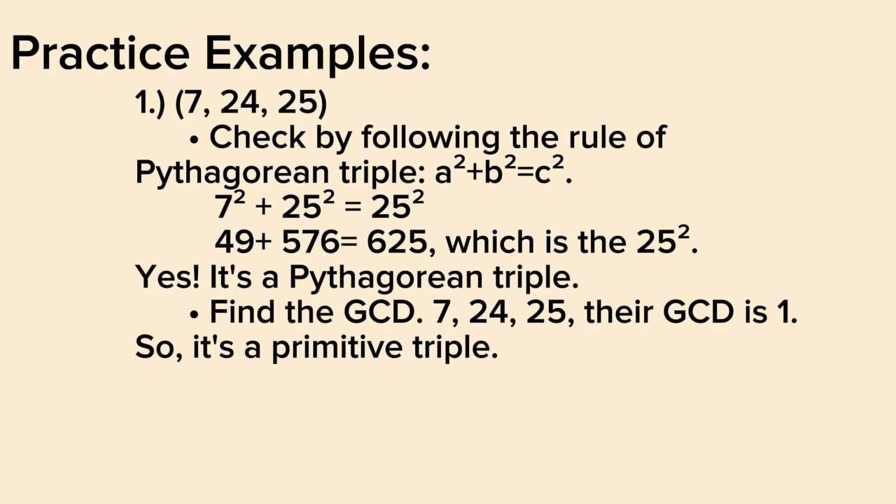Now let's have practice examples. Let's have 7, 24, and 25. Is it a primitive triple or not? First, let's check by following the rule of Pythagorean triple. We will have 7 squared plus 24 squared is equal to 49 plus 576 is equal to 625, which is our 25 squared. So that is a Pythagorean triple. Now, next is to find the GCD. So the GCD of 7, 24, and 25 is 1. So it is a primitive triple.